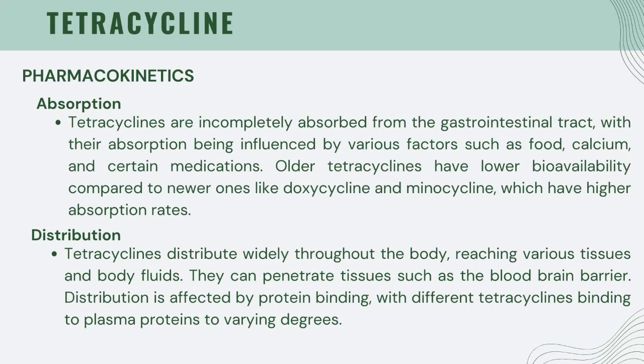Tetracyclines are incompletely absorbed in the gastrointestinal tract, with their absorption being influenced by various factors such as food, calcium, and certain medications. Older tetracyclines have lower bioavailability compared to newer ones. Tetracyclines distribute widely through the body, reaching various tissues and bodily fluids. They can penetrate tissues such as the blood-brain barrier, and distribution is affected by protein binding.